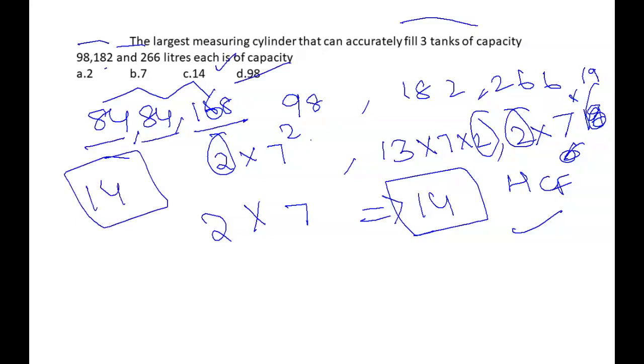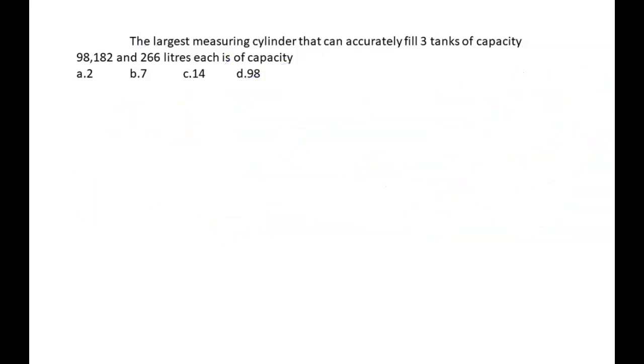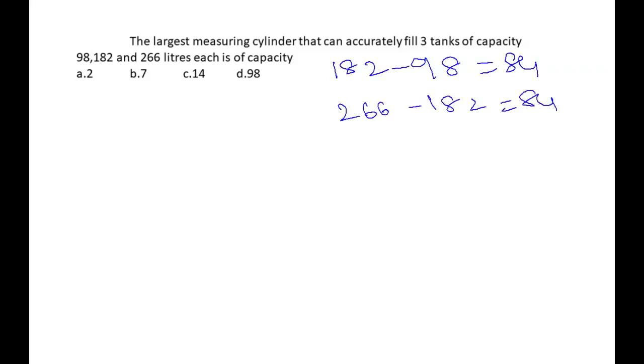In this method, I'm just trying to find the difference between the numbers. That is 182 minus 98, which gives 84. Then 266 minus 182 again gives 84. Then 266 minus 98 gives 168.